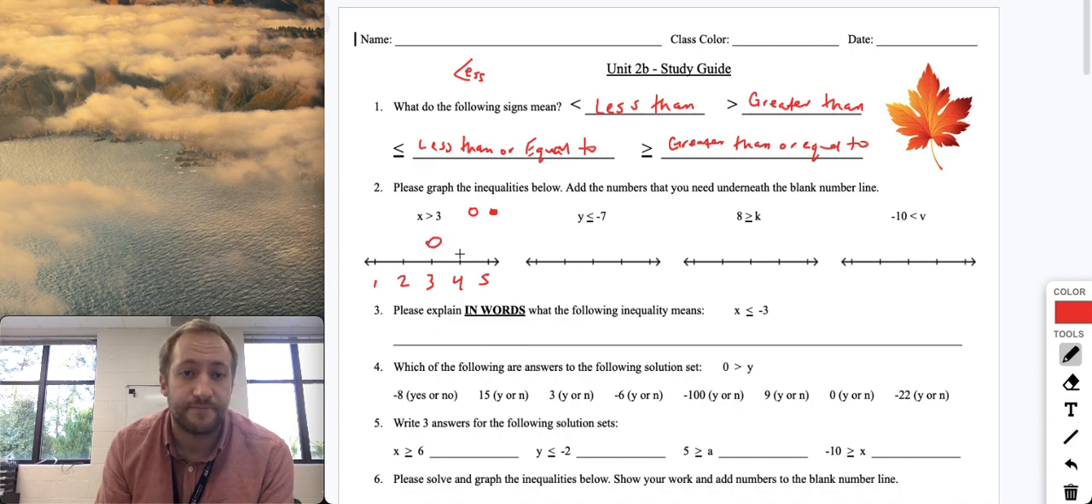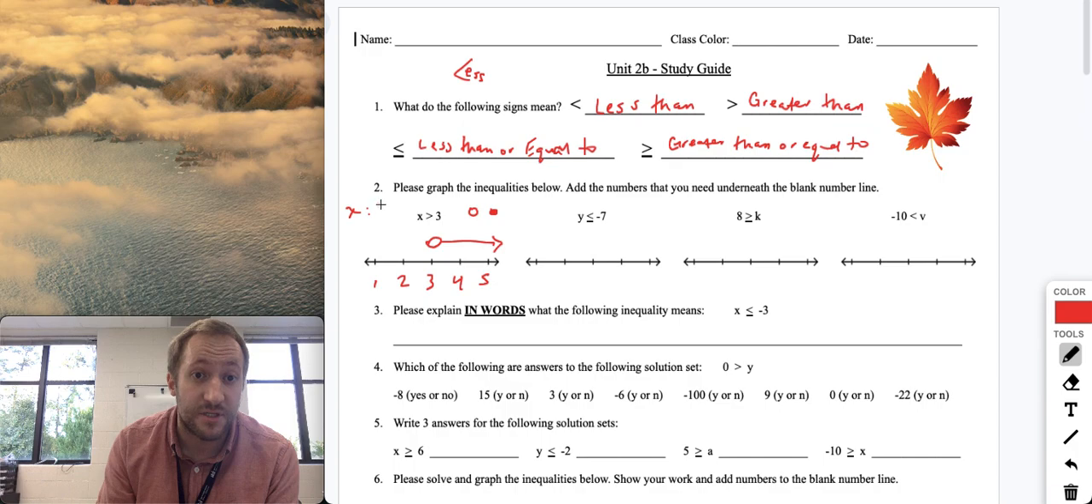Go find your 3. Now, x is all the numbers that are greater than 3. So all my numbers that are greater than 3 are on this side of the number line. So I'm going to draw an arrow pointing to the right because that's where all my numbers that could possibly work for x are.